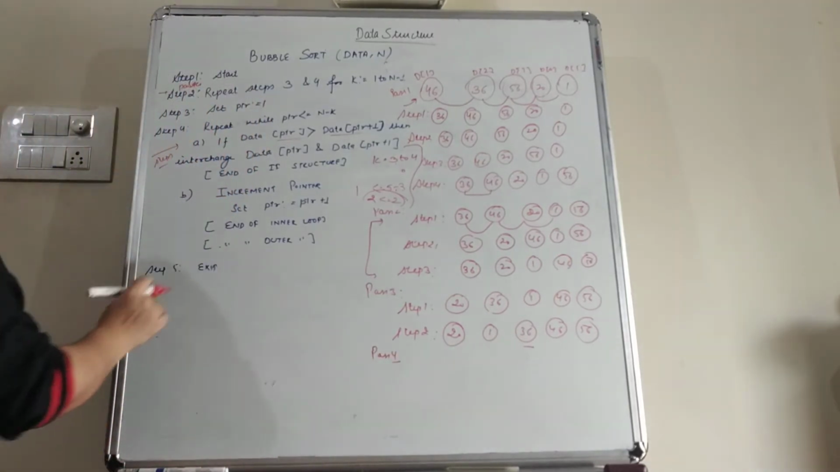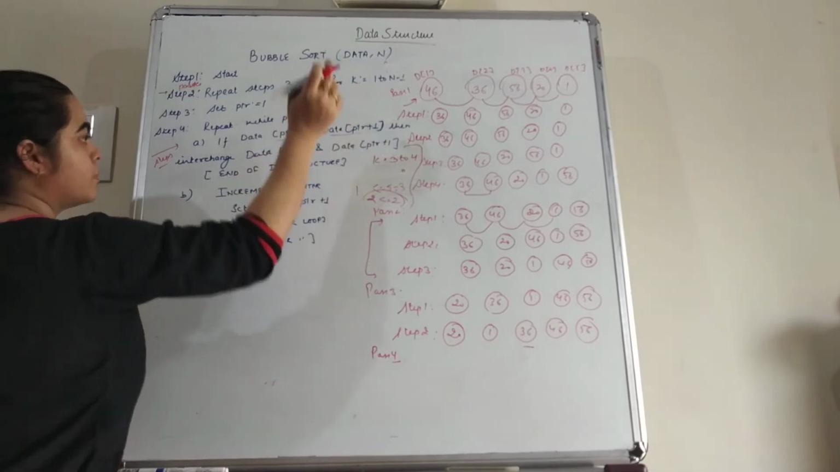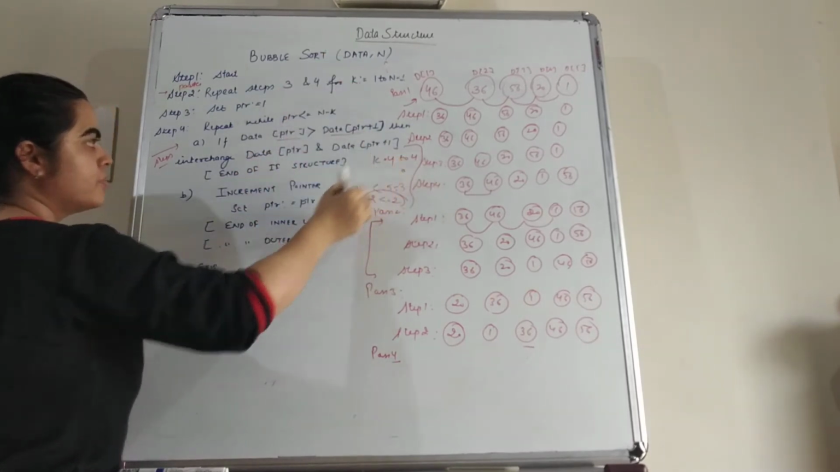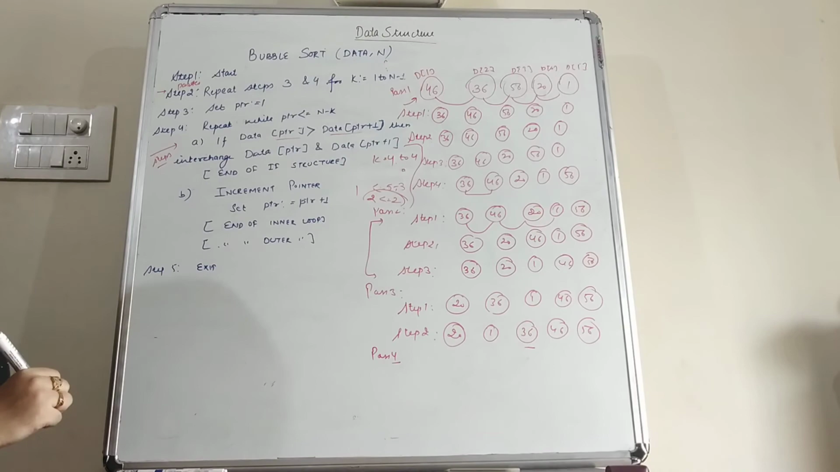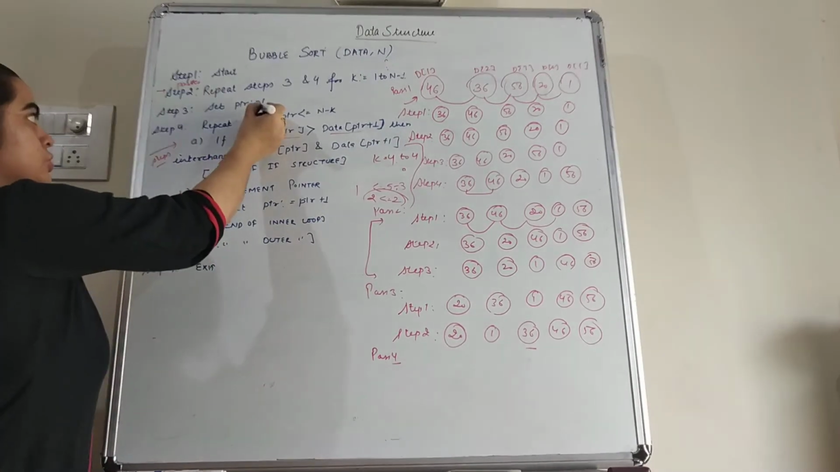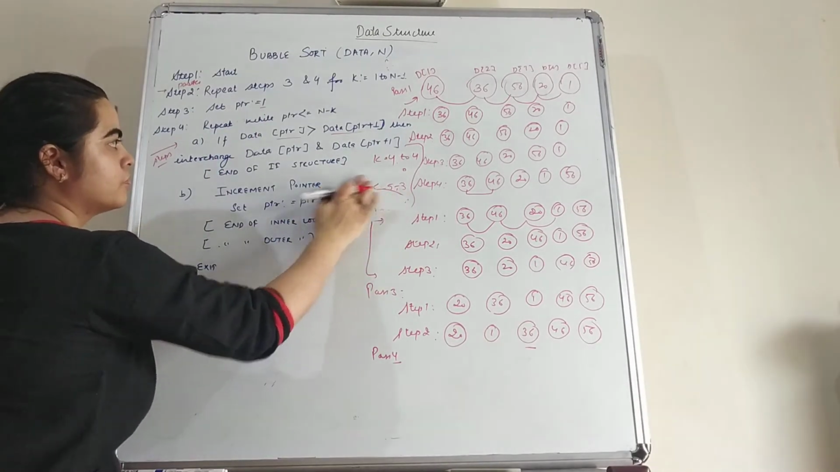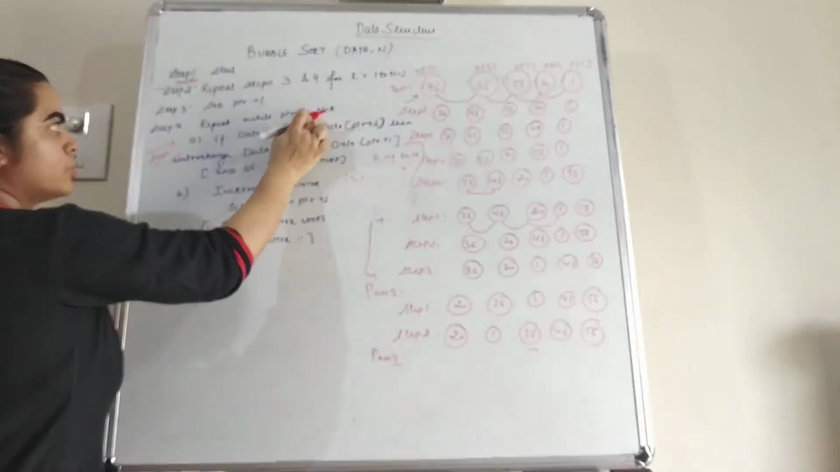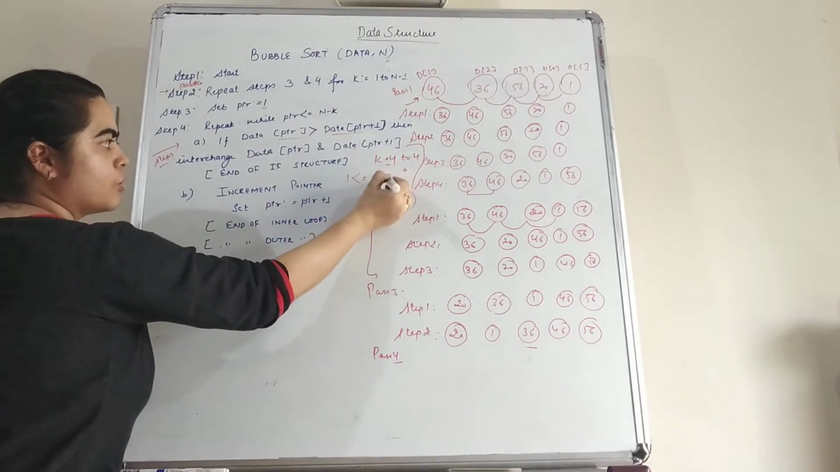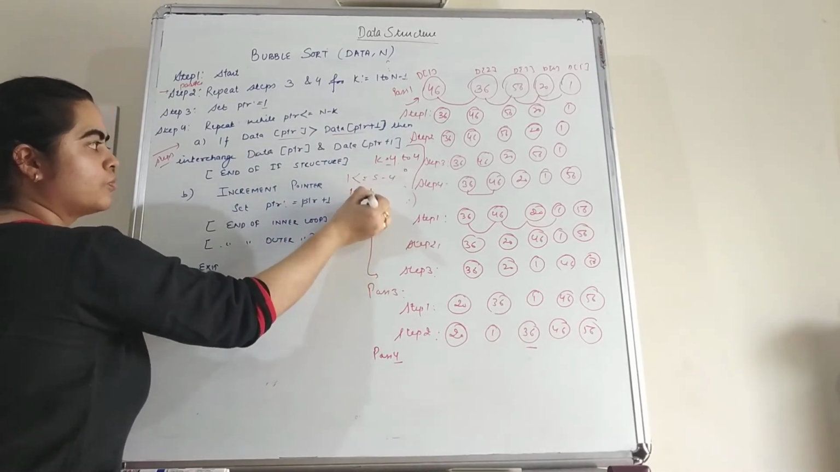So in pass number 4 again we can go to step number 2. Step number 2 here we can increment the value of k. So k is equal to 4 to 4, true. So PTR is again set to 1. So 1 is less than equal to n is 5. K is now 4. So 1 is less than equal to 1, true.